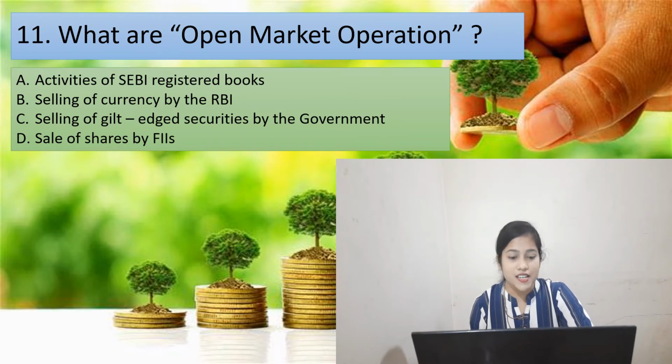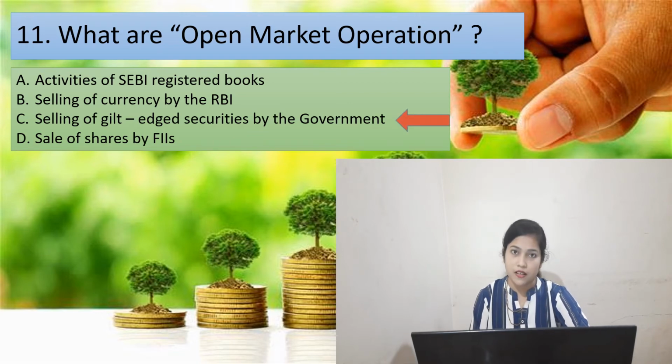So here is the question: what are the open market operations? Here are your options. First, activities of SEBI, that is Stock Exchange Board of India, registered brokers. Second, selling of currency by the RBI. Third, selling of gilt-edged securities by the government. And the fourth, sale of shares by FIIs, financial institutions. So the answer will be the third one, selling of gilt-edged securities by the government. That is option C.